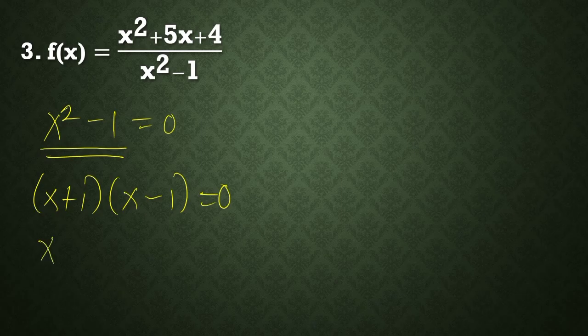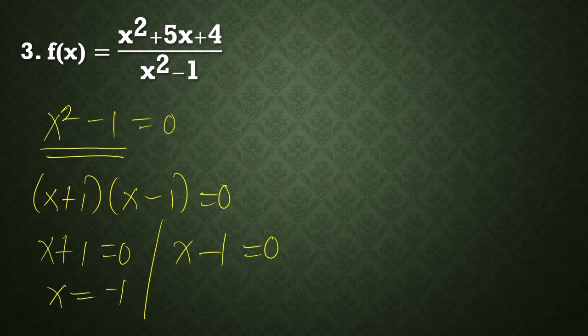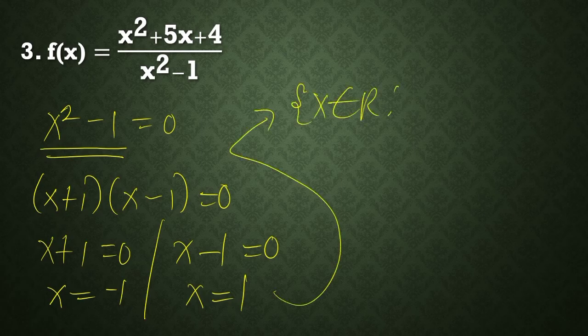And then x plus 1 equals 0. X minus 1 equals 0. And then, we subtract 1 to both sides, magiging x equals negative 1. Tsaka, we add 1 to both sides, magiging x equals 1. So, ano yung magiging domain natin dito? X is an element of R such that x should not be equal to 1 and negative 1.